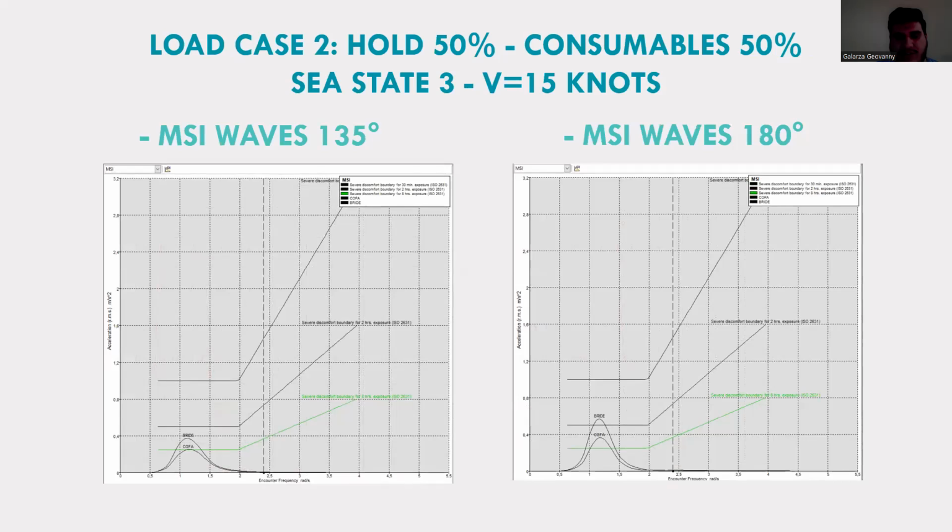These are the motion sickness incidents. Also, for these two angles it is in resonance. So you can see that the COFA is lower than the bridge. I don't know how it happens, but it shows in the graph.